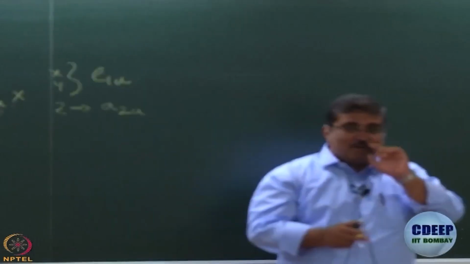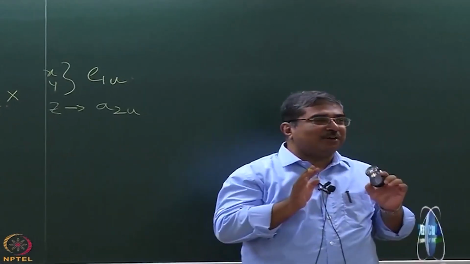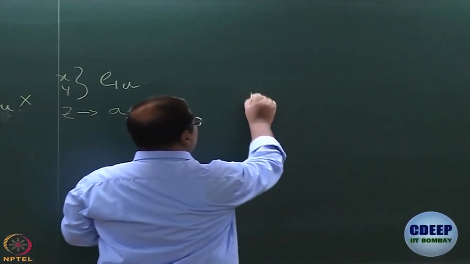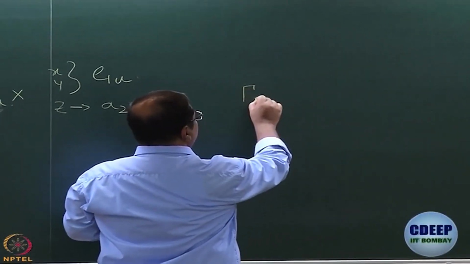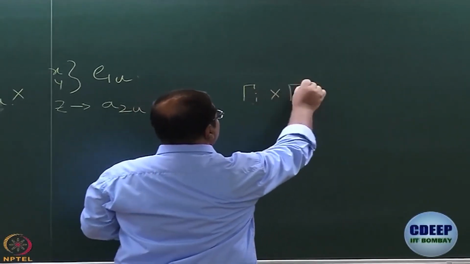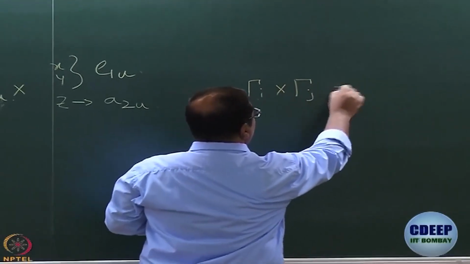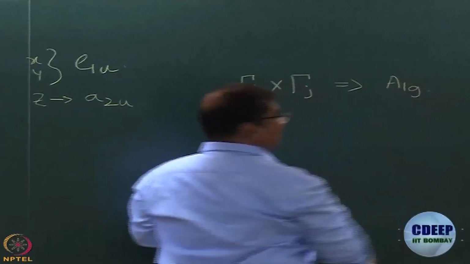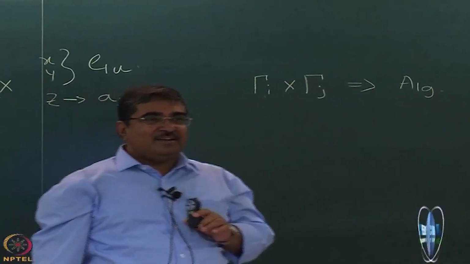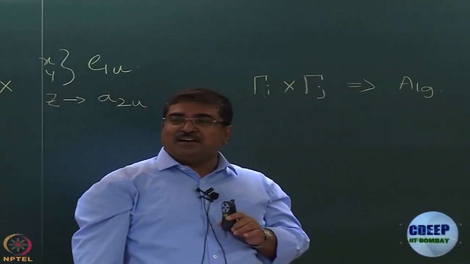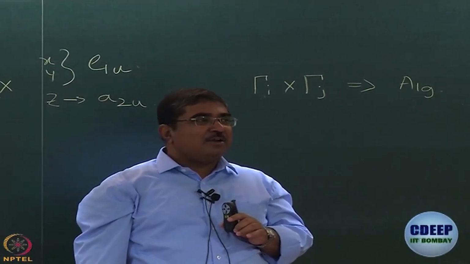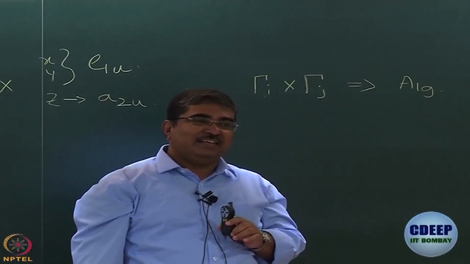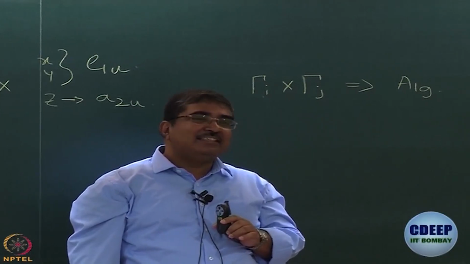And if you remember, one small working formula that we have worked out is, you have this, gamma i cross gamma j. When will it contain, say, A1g? We had worked this out. When will the direct product gamma i cross gamma j contain a totally symmetric representation? Yes?